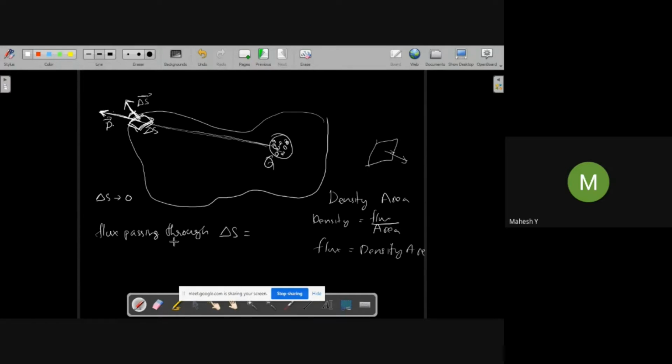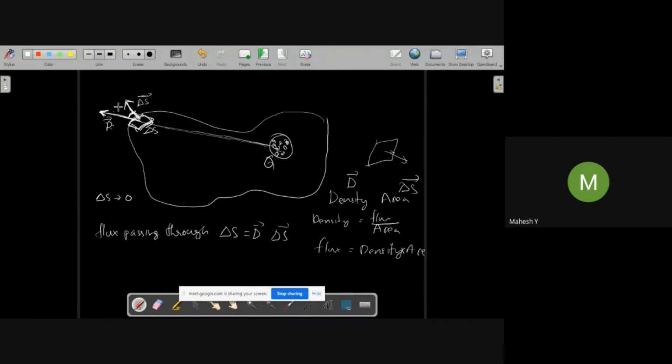So you know that delta S is the area. Area is delta S. Density is vector D. This is the vector delta S. Now, what is flux passing through delta S? Density multiplied with the area. So this is density D and this is delta S. We know that we cannot directly multiply two vectors. So if you want, you have to multiply the components. So you have to take the component of D over delta S.